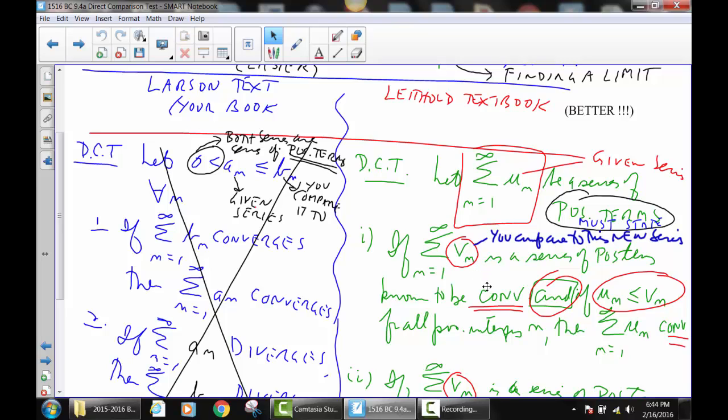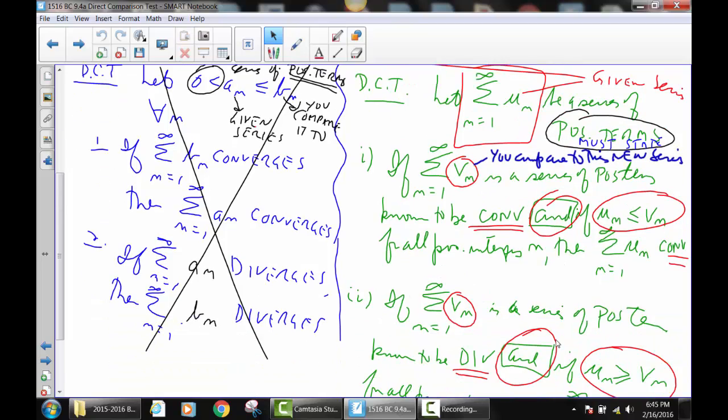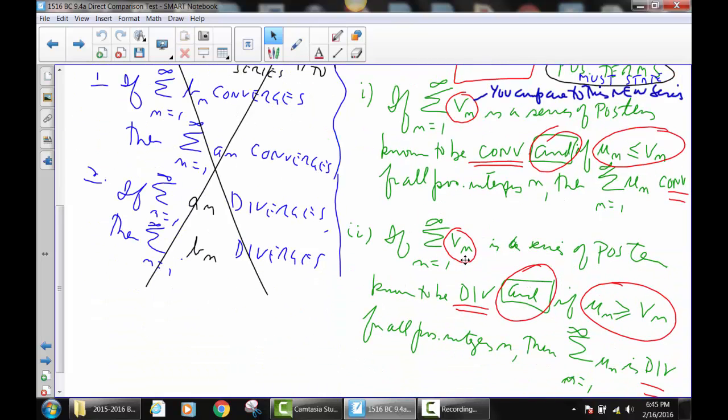If it turns out that the series Vn that you're comparing to is convergent, and, emphasis on and, if your Uns you can show are all less than or equal to those Vns for all positive integers n, then your original series, your given series, is also convergent. If the series you're comparing it to is divergent, and you can show that all of your Uns are greater than or equal to all of the Vns for all positive integers n, then your given series is divergent.